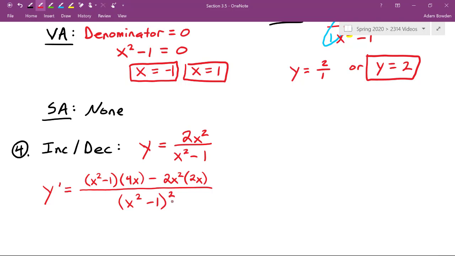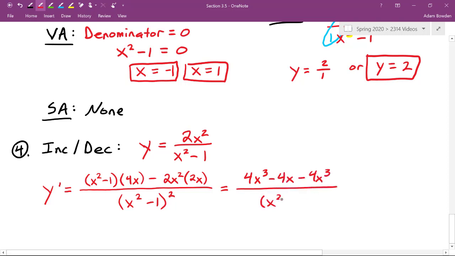Okay, so now this is how it's going to work out with the quotient rule. We got to clean it up though a little bit. Looks like we're going to get here 4x cubed minus 4x cubed all over x squared minus 1, all squared. Well, thankfully, the 4x cubed will go ahead and reduce, go away. We'll just have negative 4x in the numerator.